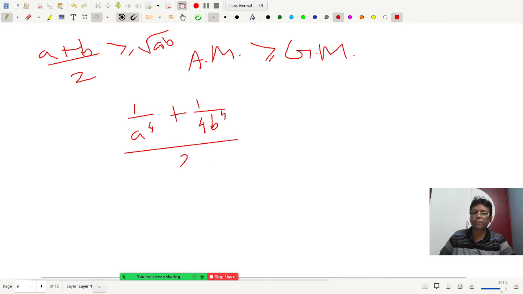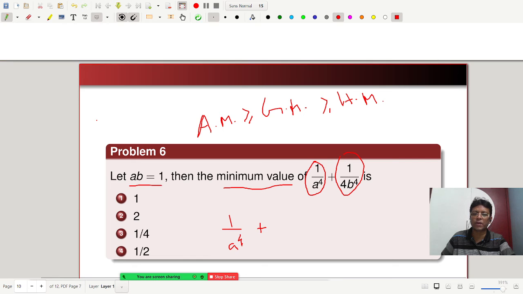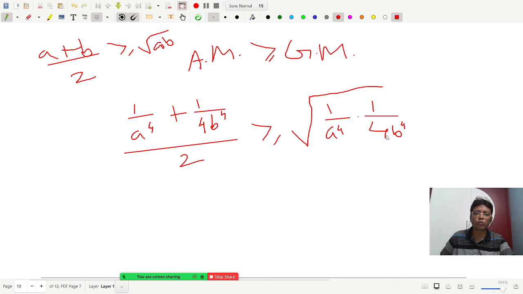So taking the sum, that's greater equal to square root of the product of 1 by a to the power 4 and 1 by 4 b to the power 4. Okay, now you have a thing that ab is 1. It is given that ab is 1, so a to the power 4 b to the power 4 will be 1.